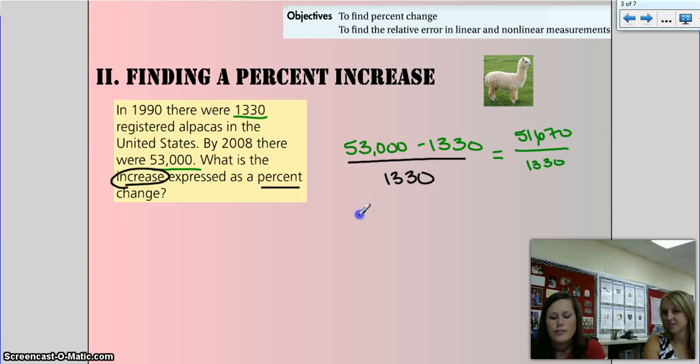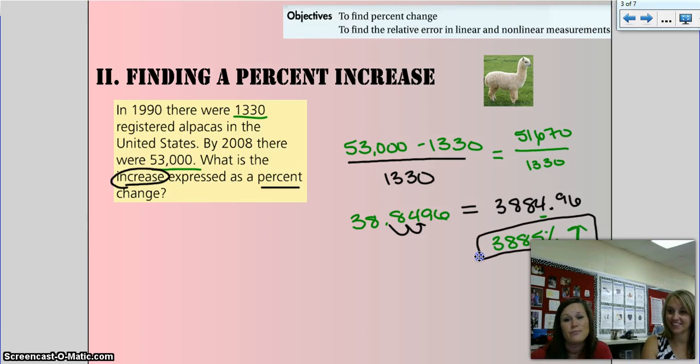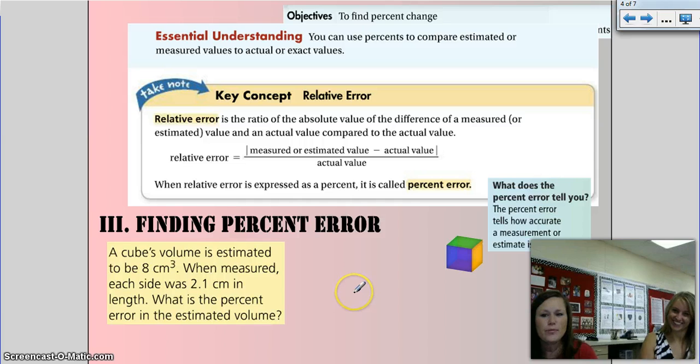I got this number, 38.8496, and some more, but we'll leave it at that, because I know it's a percent. So, times by 100, that is 3,884.96%. Then you round that up to 3,885%. That's a lot. Increase. I think that's what you guys are going to get on your Chapter 2 test. You're going to get a 4,000%. Good job.